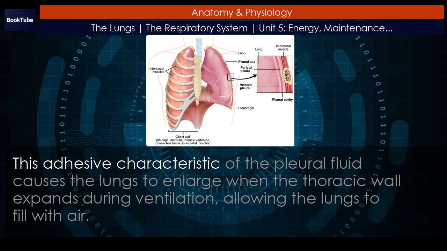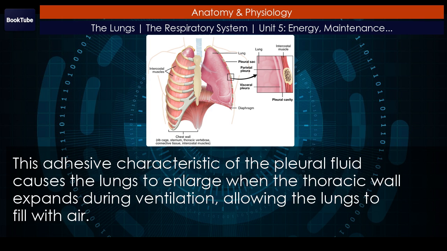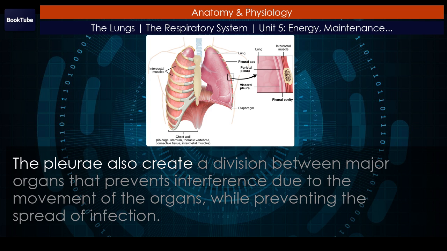This adhesive characteristic of the pleural fluid causes the lungs to enlarge when the thoracic wall expands during ventilation, allowing the lungs to fill with air. The pleurae also create a division between major organs that prevents interference due to the movement of the organs, while preventing the spread of infection.